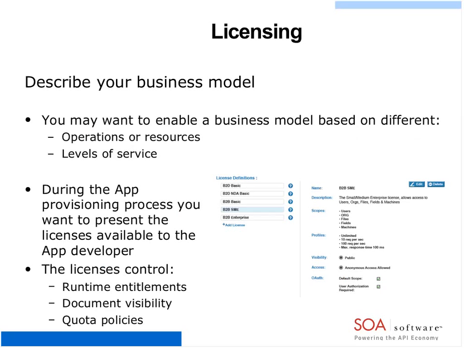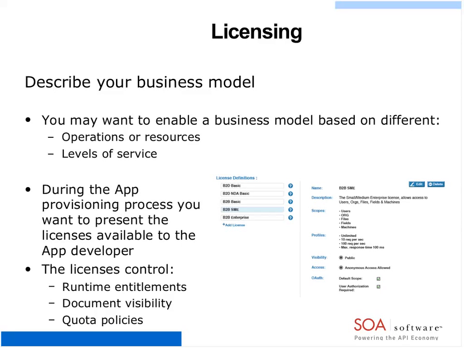So you might want to enable your business model based on different operations or resources or levels of service. In other words, you might have one big API, and you might want to slice and dice it up based on different partners or based on different licensing models or based on different lines of business. You might also want to slice and dice it based on different levels of service. So the free one is super slow and the expensive one is really fast. Or the free one you can only call 10 times a month, and the most expensive one you can call 100 times a second. All of these things get enabled by what we term licensing. And during the app provisioning process, when you actually are in the system and you're connecting an app to an API, you want to actually present those licenses that are available to that developer.